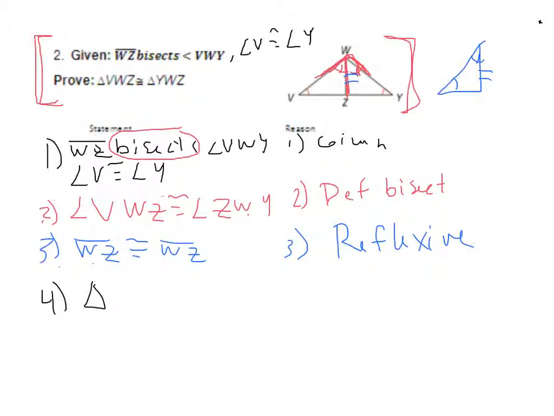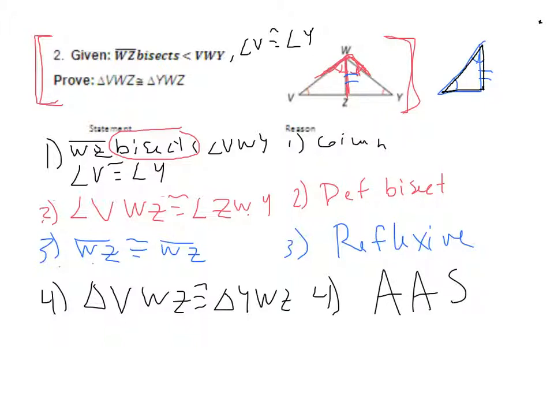My proof statement is triangle VWZ is congruent to triangle YWZ. And the reason is never prove. So if I look at this, if I start at a spot that has nothing, I have an angle, I don't have anything there, I have another angle, and then I have a side. So angle, angle, side.